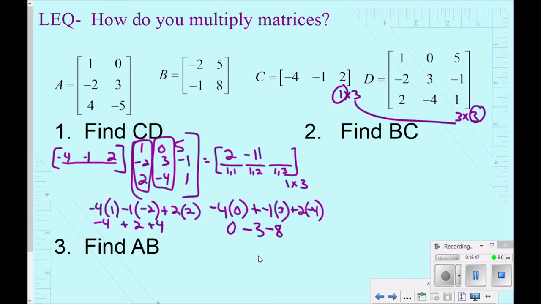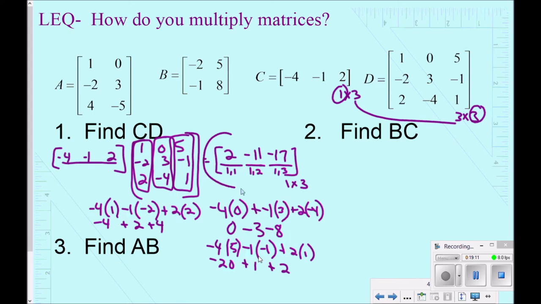And lastly, 1, 3, first row, third column. I'm doing -4 times 5, -1 times -1, and +2 times 1, which gives me -20 plus 1 plus 2, which equals -17. And that is my final product.